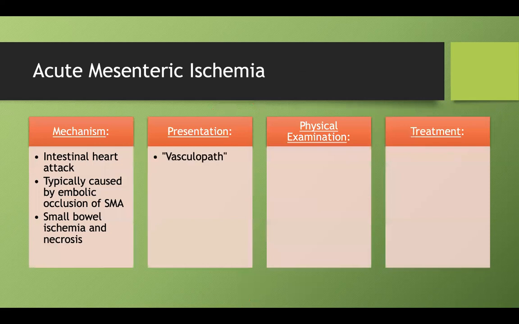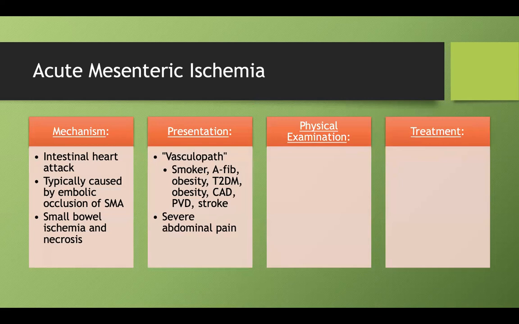ischemia. You're going to see this in the same people you'll see regular heart attacks with, right? And so these are called vasculopaths. So it's going to be people with a ton of risk factors. They might be smokers, obese, type 2 diabetes. But anybody who has a ton of risk factors for a stroke or for peripheral artery disease or heart attack, those are the same people who I want you to consider may have acute or chronic mesenteric ischemia.